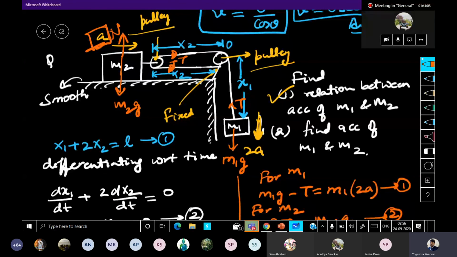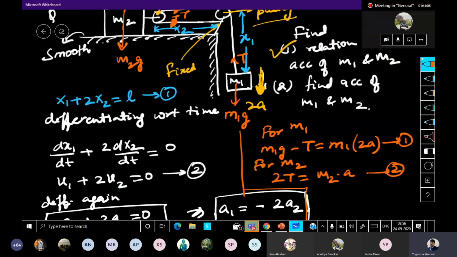Everyone, please solve these equations and get the answers. M1g minus T is equal to M1 into 2a, and 2T is equal to M2 into a. Please solve and get the answers.